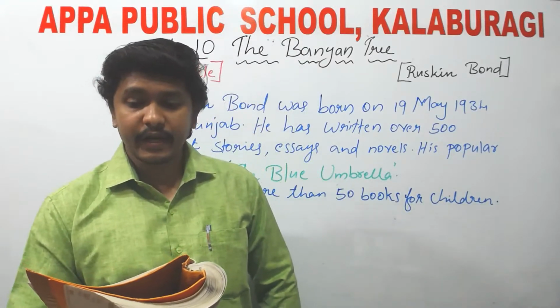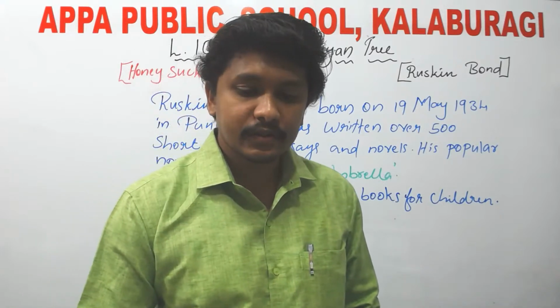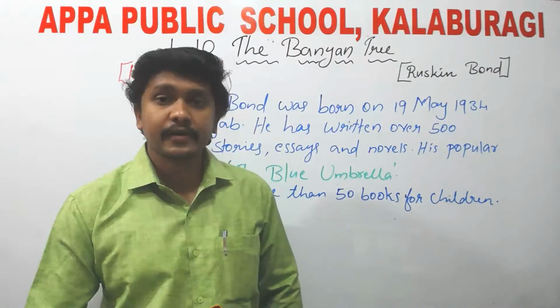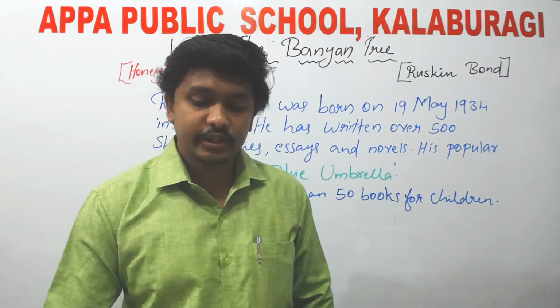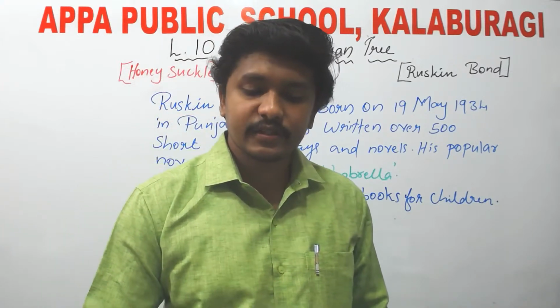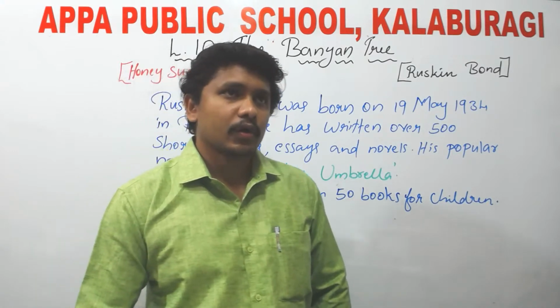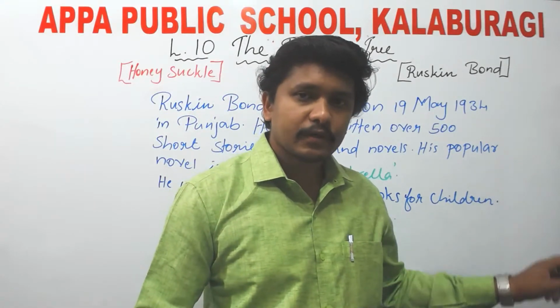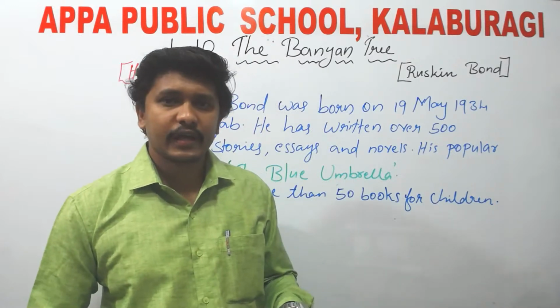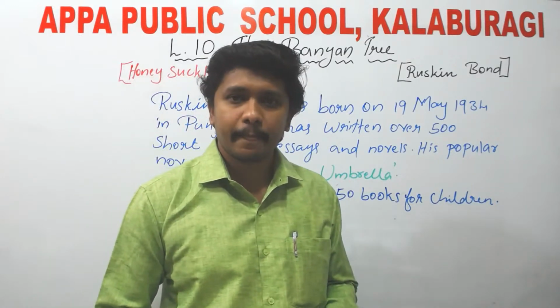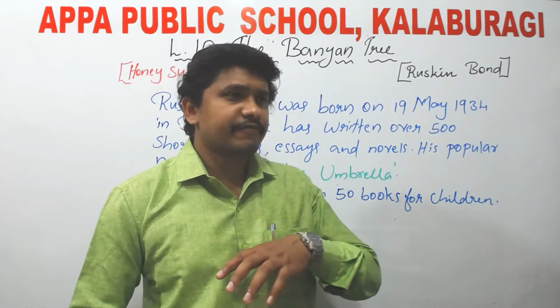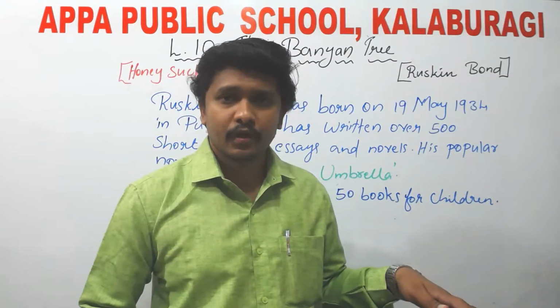Though the house and grounds belonged to my grandparents, the magnificent old banyan tree was mine, chiefly because grandfather at 65 could no longer climb it. So Ruskin Bond, the author, when he was a small boy, was staying with his grandfather. So he tells that everything belongs to the grandparents.